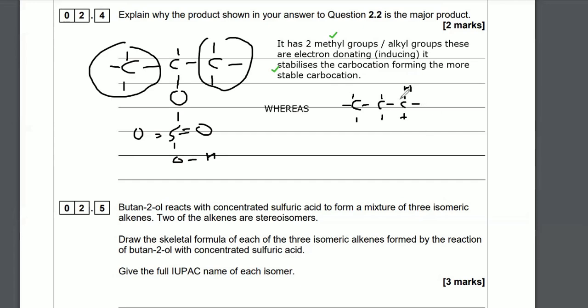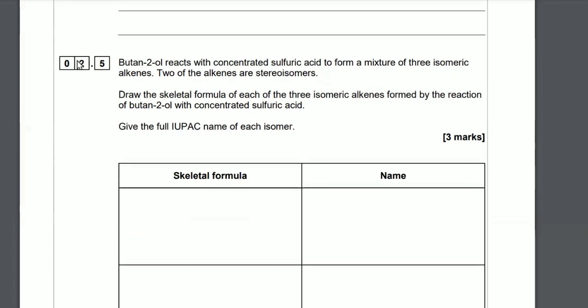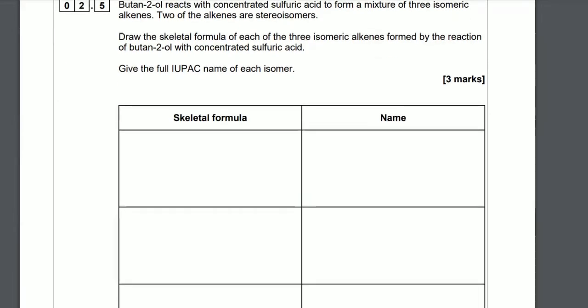Whereas let's check out the minor product here. Look, this is the minor carbocation that will form to make the minor product. It's only got that one alkyl group, and so has less of an inductive effect. That means this carbocation is less stable, so is a less likely intermediate to form. And here we go.